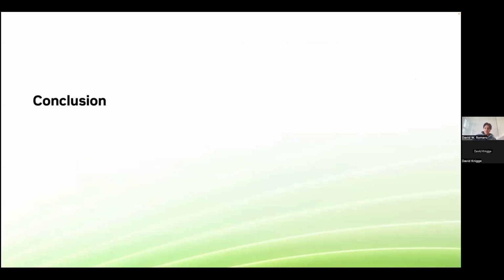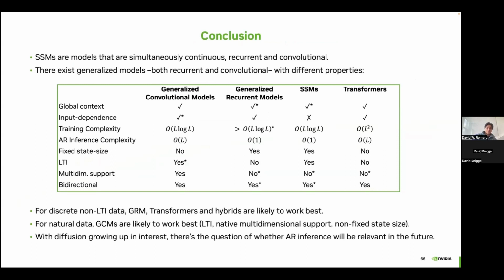So let's take a look at the conclusion. In conclusion, we have seen different models, right? We talked about SSMs, we talked a little bit about transformers, we talked about generalized convolutional models, and we talked about generalized recurrent models. There are all these different models, and they have, of course, different properties, and you should be aware of which properties they have. So if you're going to remember anything from this talk, please remember this slide. So let's go one by one through all of these different things that these models have.